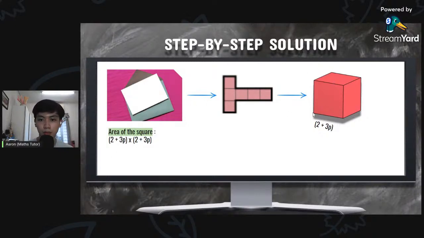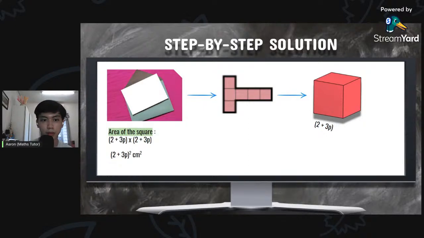Okay, so area, how do we do? We use what? Length times width, or you want length times height also. Okay, also can. So 2 plus 3p times 2 plus 3p. Okay, so kita dapat apa? Kita dapat 2 plus 3p square. Okay, so kita ada square because 2 are the same. You can put it as square. Okay, it's the same thing.